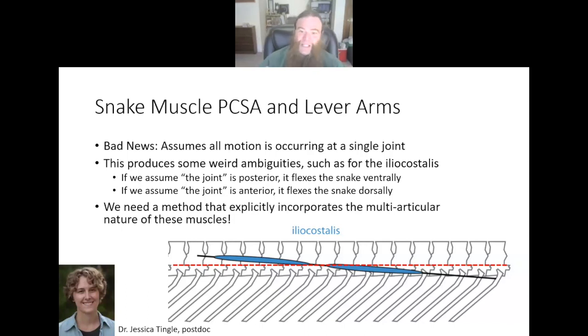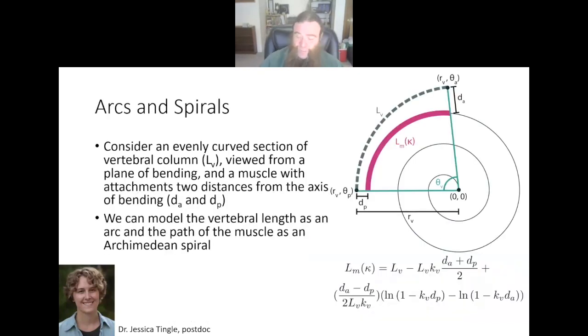So we need a method that explicitly incorporates the multi-articular nature of these muscles. So this resulted in a lot of suffering at the whiteboard, staring at spirals to the point that you'd think we're some sort of weird conspiracy theorist. And the great thing about this, though, is we can make some simplifying approximations and come up with an equation. We assumed that the vertebral column was bending evenly, so every joint has the same angle, and as a result, we can model the vertebral column, LV here, this sort of dashed dark gray line, as the arc of a circle.